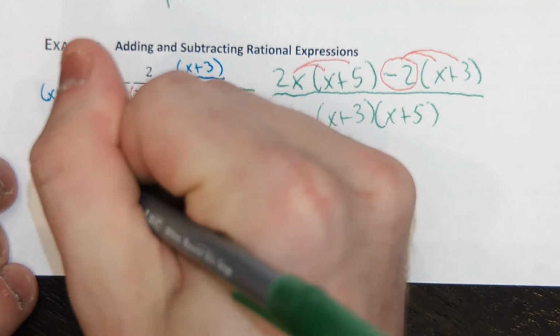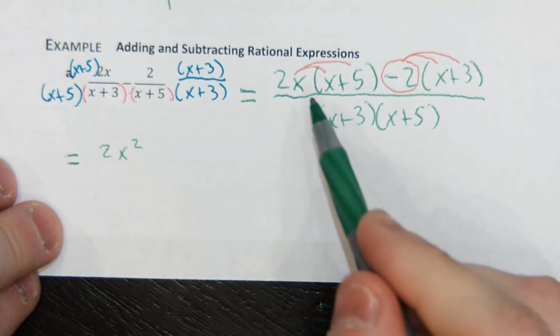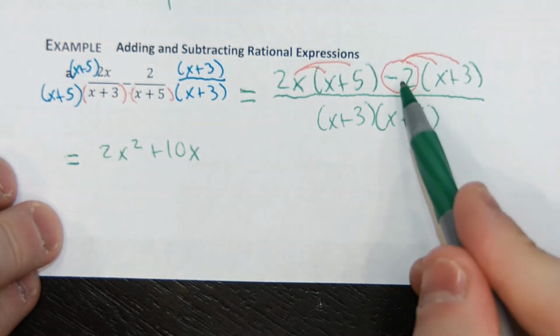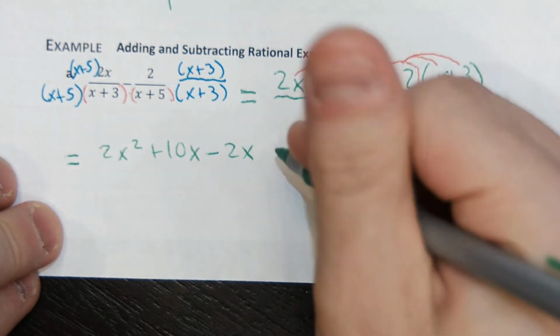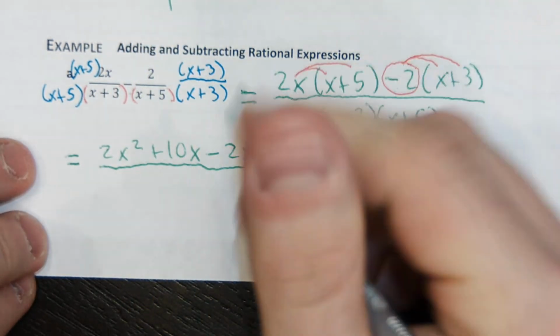Anyway, distributing 2x to x gives me 2x squared. 2x to positive 5 gives me 10x. Negative 2 to x, negative 2x. Negative 2 to 3, negative 6. On the bottom, do not FOIL.